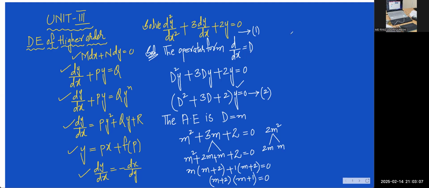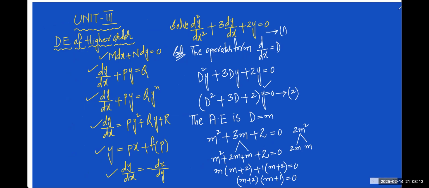Both are different. Roots are different, so we are not getting the same root. We are getting different roots. So we are going to talk about the first case, directly solving the problem instead of writing all the cases. So we are getting two roots, and both roots are distinct. Then comes the way of writing the complementary function.